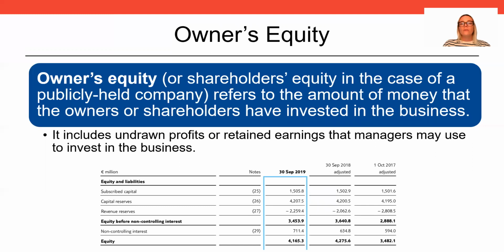And then owner's equity is another category that features. In the case of a publicly listed company, it would be shareholders' equity. And this refers to the amount of money that the owners or the shareholders have invested in the business. So money that they've taken out of their own pockets and put into the company. That will also include undrawn profits. So where the owners could have taken money out, they've chosen not to. They've left it in the business. Similarly, retained earnings can be used by managers, by people working in the company, to invest in the business.